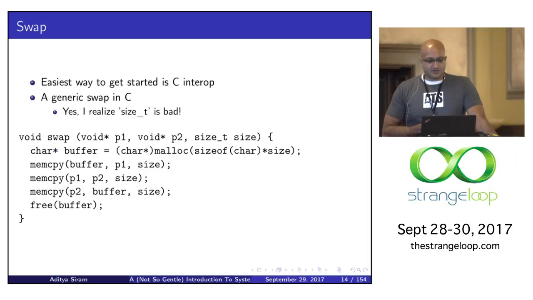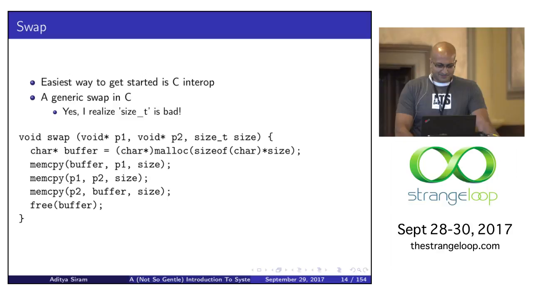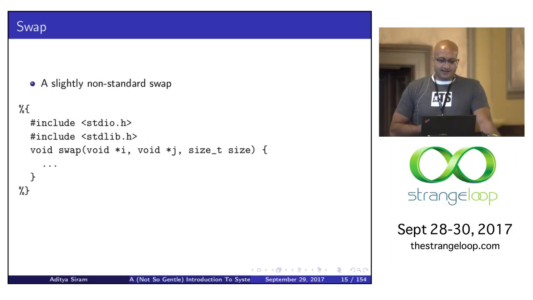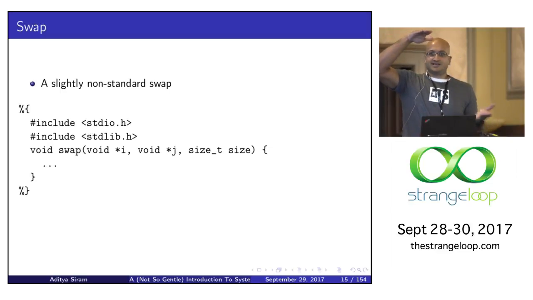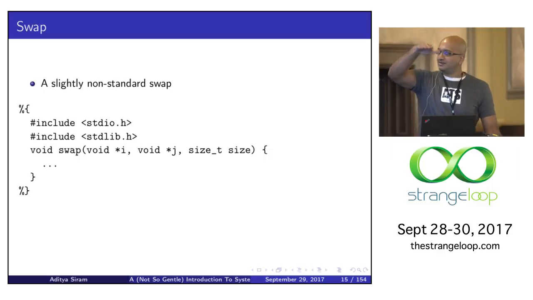So the easiest way to get started with ATS is, I think, with the C interop. So here's a generic swap function in C that swaps two void pointers. Yes, I realize sending size_t as an argument is bad. Don't at me on that one. Because the point is that all I have to do to include that into an ATS file is stick it inside of these percentage curly delimiters. And basically, when the C code generator gets to that point, it just takes whatever's inside of those delimiters and jams it into the output file right there. It's exactly that simple, right?